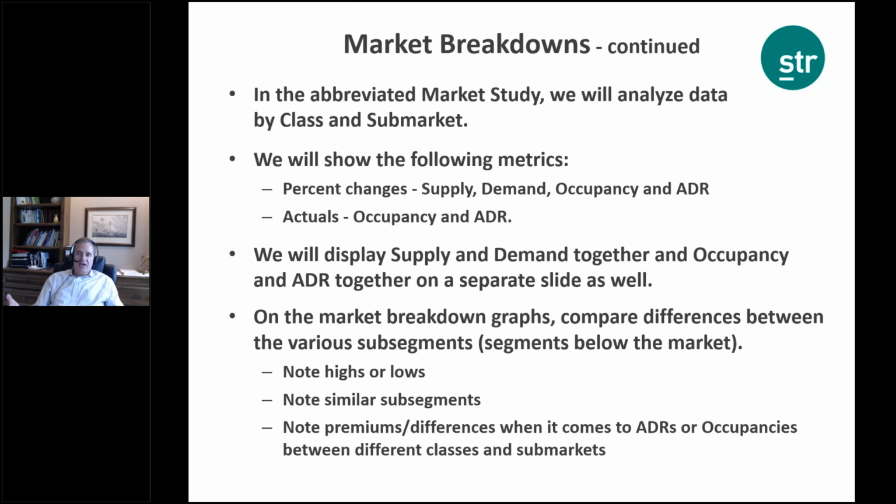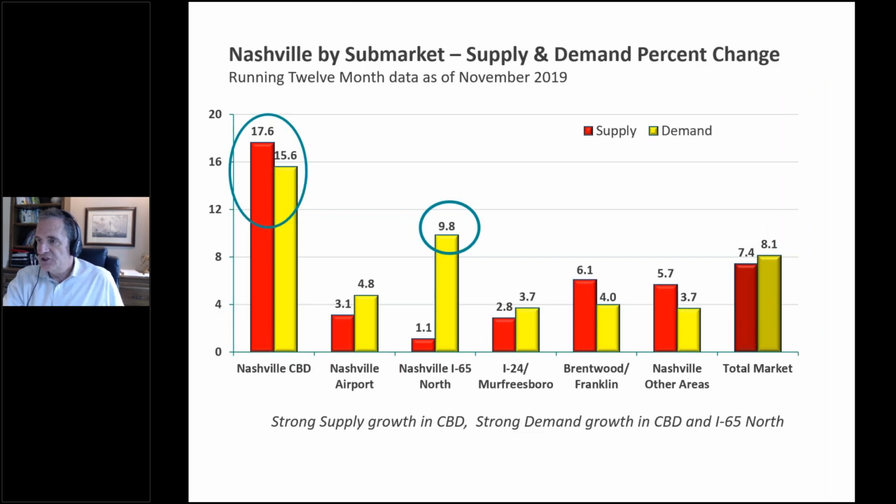For example, when we're talking scale, we're going to show how the luxury hotels differ from the economy hotels, or if we're talking segments, how is the downtown area different than a suburb segment? And you'll see that in just a minute. As we're doing that, we could note highs and lows, similar subsegments, premiums and differences when it comes to these metrics as well. So let's look at a few of these.